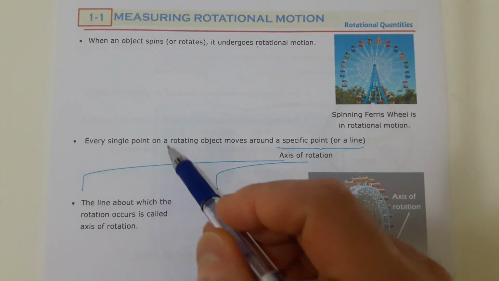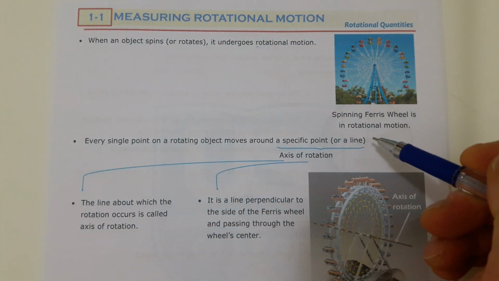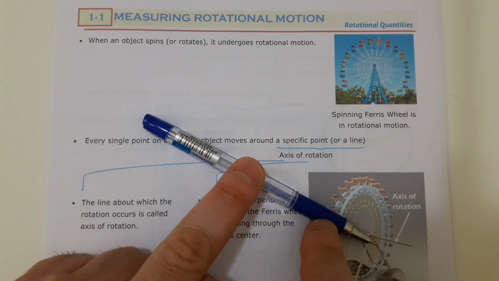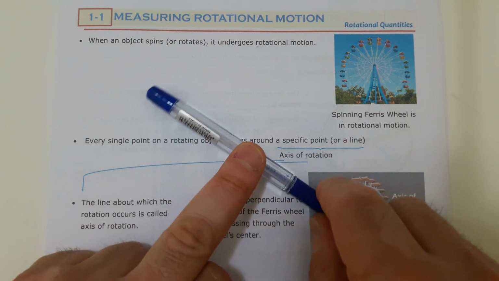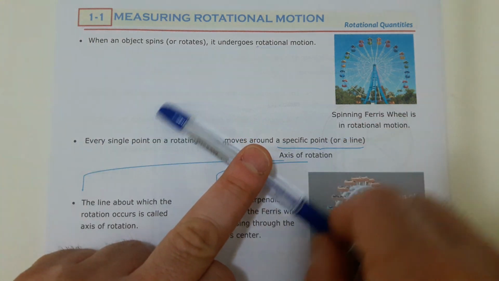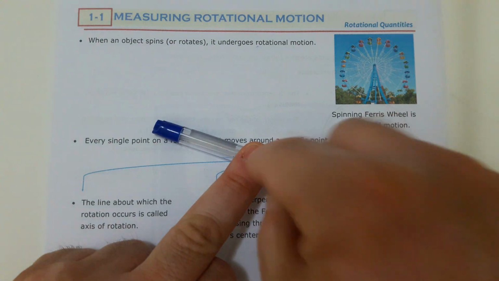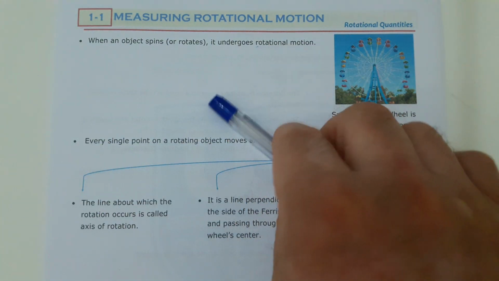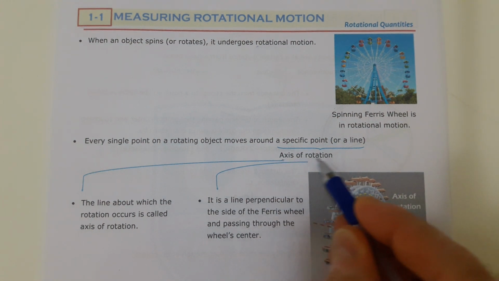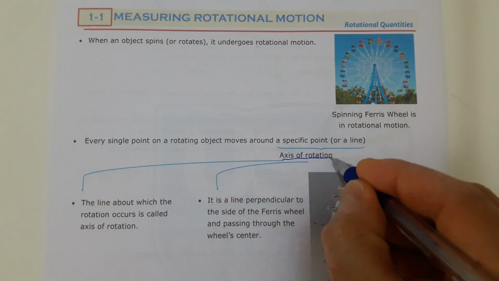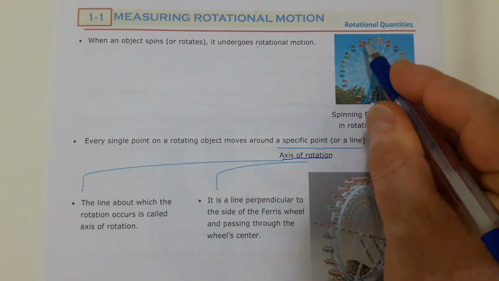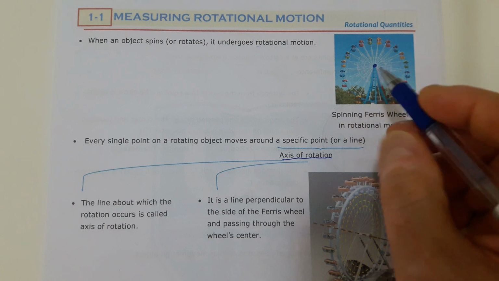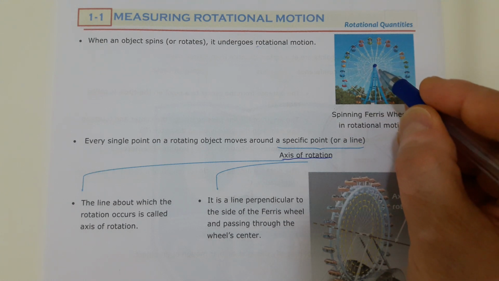Every single point on a rotating object moves around a specific point or line. When I was rotating this pen, it was spinning about a specific point, this point. This point about which all the points of this object are rotating is known as the axis of rotation. For example, here is a Ferris wheel. The Ferris wheel is spinning about a specific point. This point is the axis of rotation.